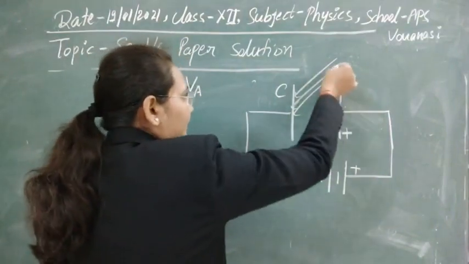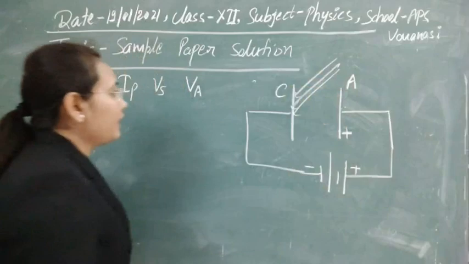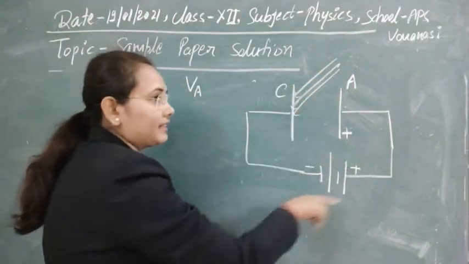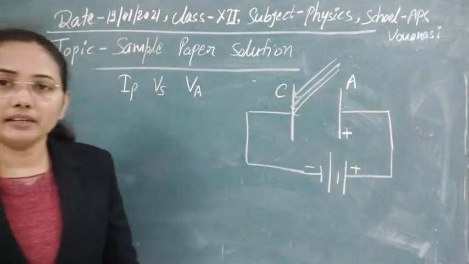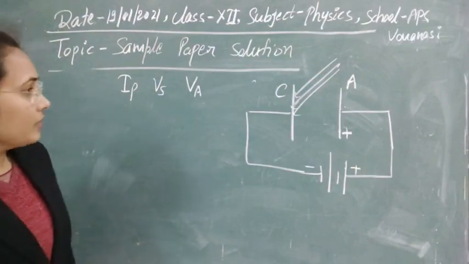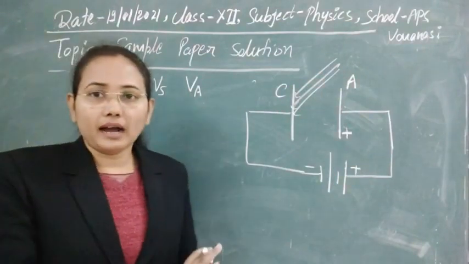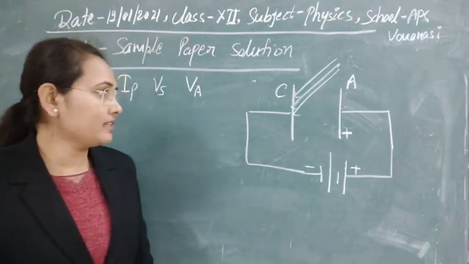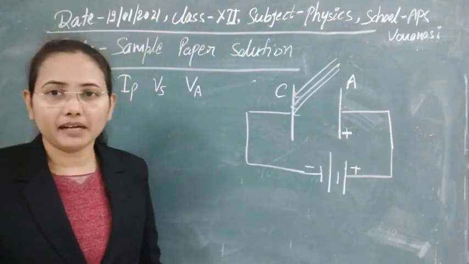The electron that is ejected from here, whenever electrons are collected at the anode, the circuit is completed and a current will be constituted in that. That is known as photoelectric current. Clear? So when you plot the graph for anode potential, you need to see on which factor it is depending.